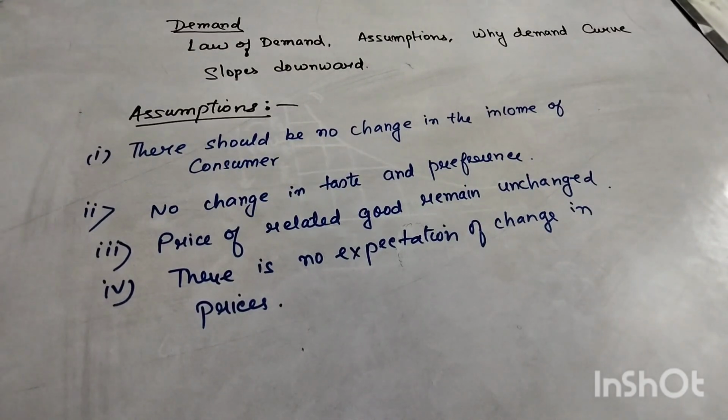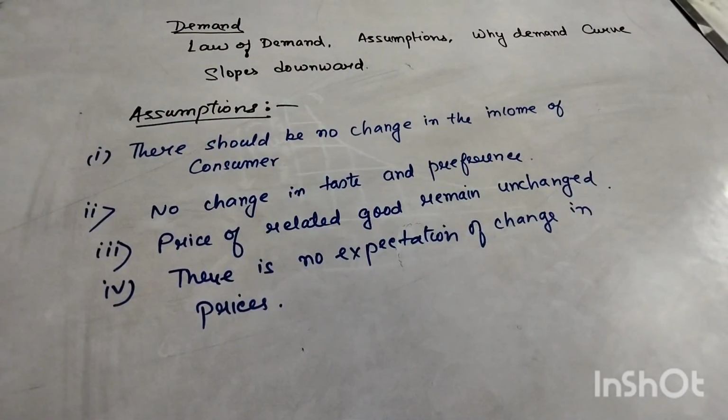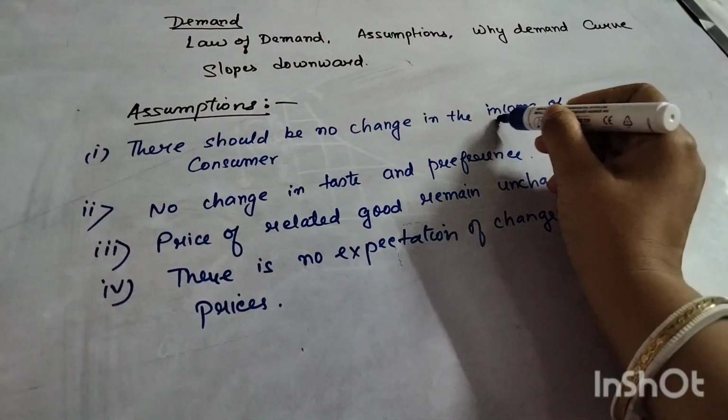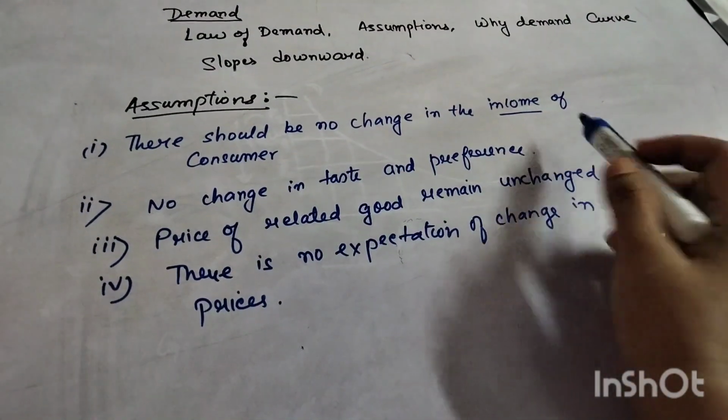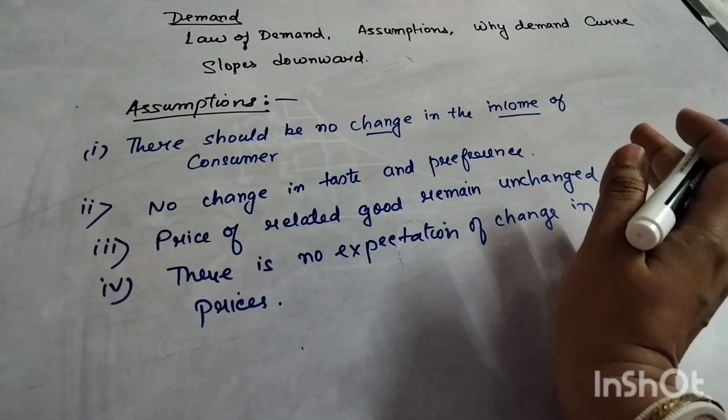So the first assumption is what? There is no change in the income of the consumer. While discussing the law of demand, we said other things remaining constant. So in those other things, what was the first? Income of the consumer. That income of the consumer will remain constant. There will be no change in the income of the consumer.